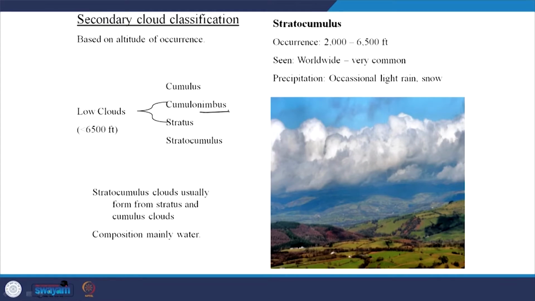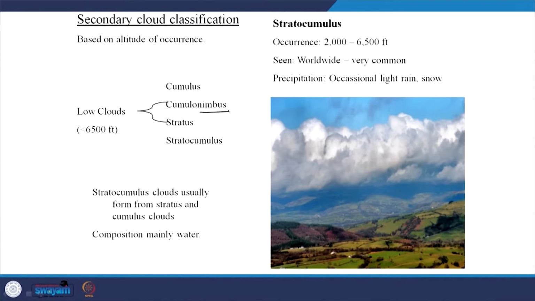Stratocumulus clouds are usually formed from the stratus and cumulus clouds. We have seen stratus clouds are the ones which you see as layered clouds, and cumulus clouds are the white puffy clouds that are generally called cumulus clouds. So when you combine them, you get what is called stratocumulus clouds. These are generally found within 2,000 to 6,500 feet.